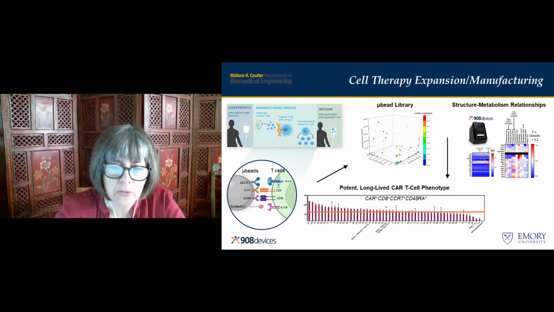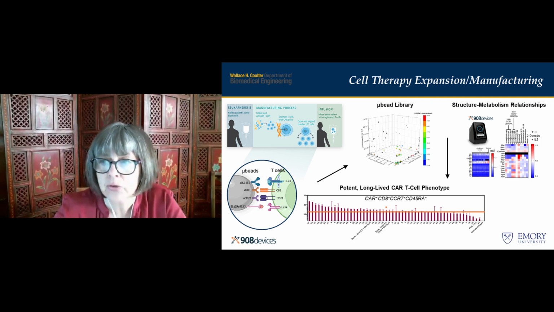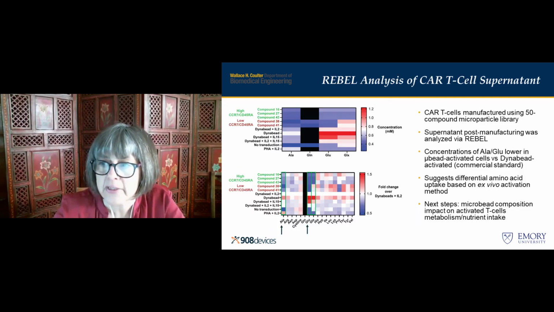If we look at the graph at the bottom in the middle of the slide, we see that some of their compounds, numbered 1 through 50, actually provide an equivalent or higher number of these naive T cells compared to the industry gold standard, which is Dynabeads and IL-2. In addition, what they're doing is establishing a structure-metabolism relationship to identify if this desired phenotype of naive T cells correlates with a specific metabolite profile, and they're using the Rebel to do this.